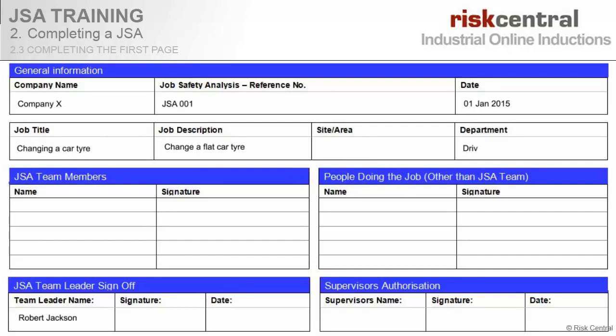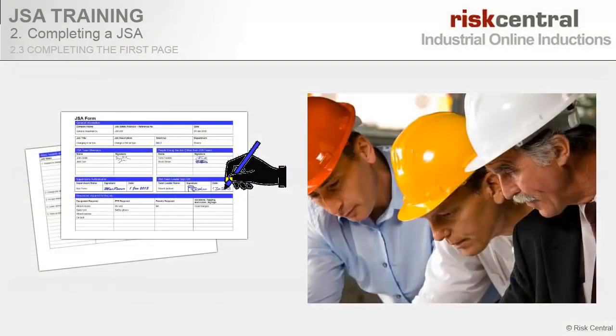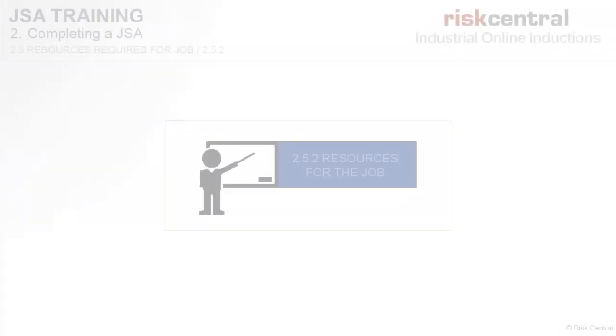Author, your department, site, and so on. It's important to list the names of all the JSA team members. List the people doing the job other than JSA team members. When the JSA has been completed, it should be reviewed and approved by the supervisor before the job starts.